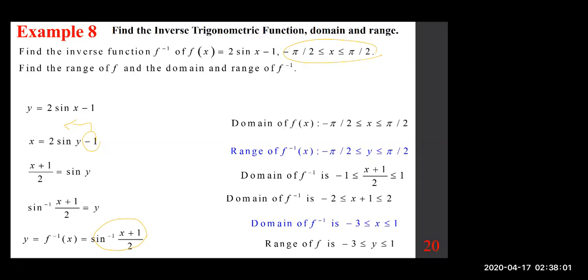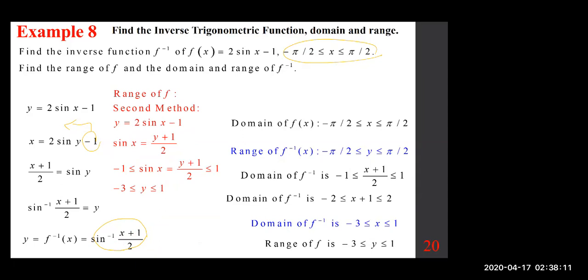Here is the second method. Y is equal to f of x, or y equals 2 sine x minus 1. So sine x is (y plus 1) divided by 2. We know that sine must be between -1 and 1. Therefore, (y plus 1) over 2 must be between -1 and 1. I hope you see what's happening.